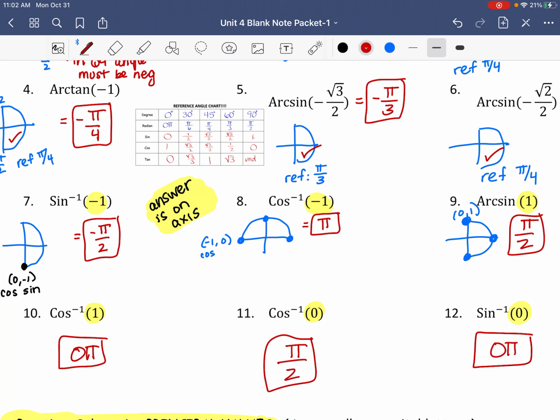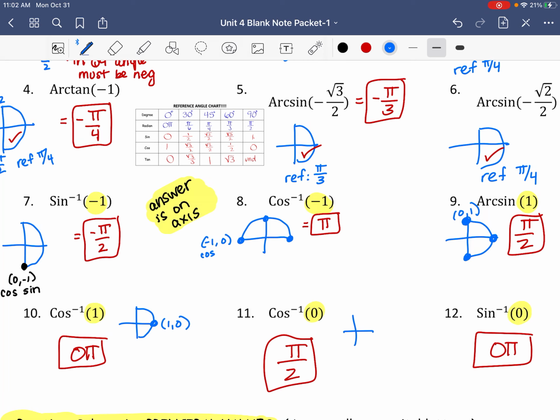Okay, hopefully you got 0, pi, pi over 2, and 0, pi. Your answer is always an angle. Okay, if you got stuck, watch. If not, you can fast forward. Cosine is here or here. This is where my x-coordinate is 1.